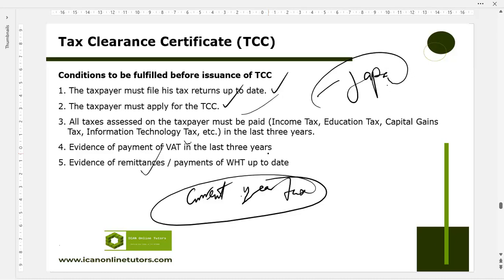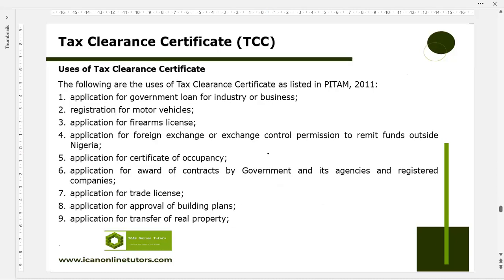So any question? So what are the uses of tax clearance certificates? It's used for registration for motor vehicles. When you want to get a contract from governments, you need your tax clearance. When you want to get a loan from a bank, for instance, the Bank of Industry.